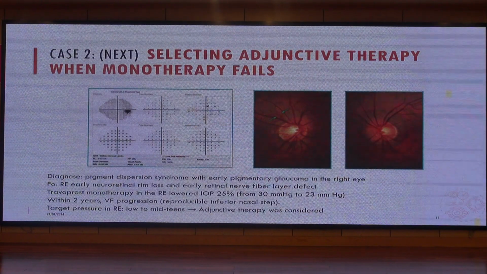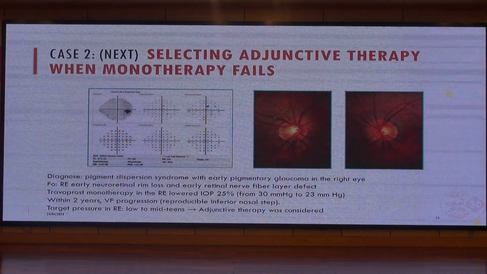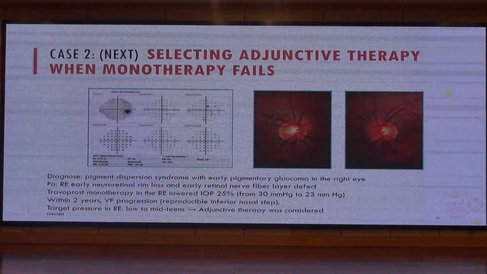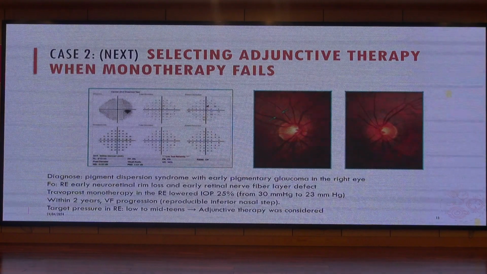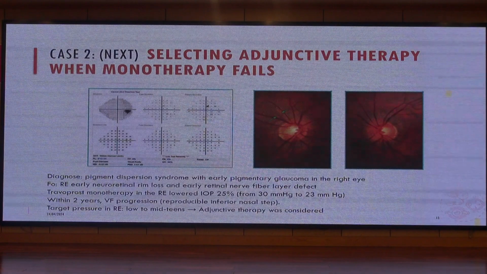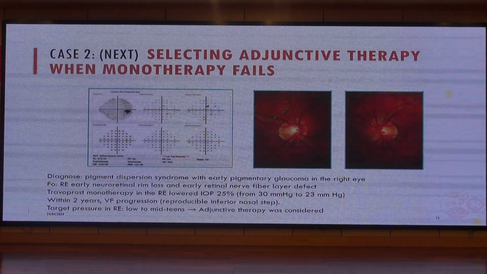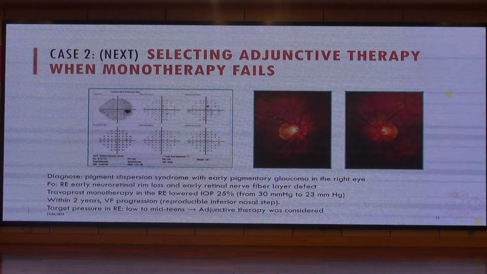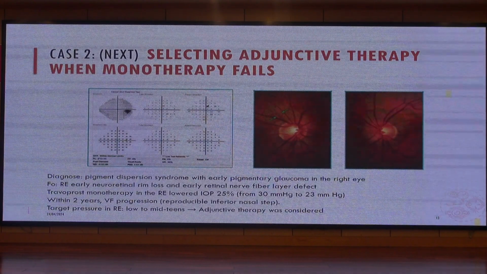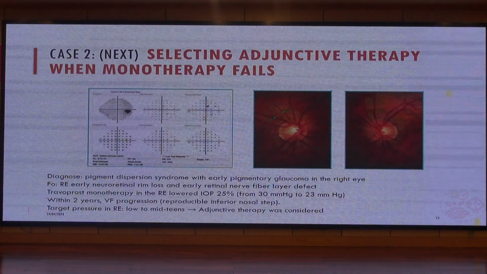And the patient was diagnosed with pigment dispersion syndrome with early pigmentary glaucoma in the right eye. In fact, the travoprost regimen in this patient reduced the IOP in the right eye by 25%, from 30 to 23 mmHg, but that seems not enough. Within 2 years, progression in the visual field was shown in the inferior nasal side, and the target pressure must be lower. Now is the time for us to think of adjunctive therapy.